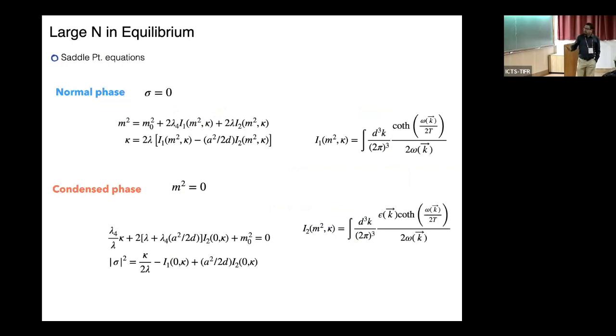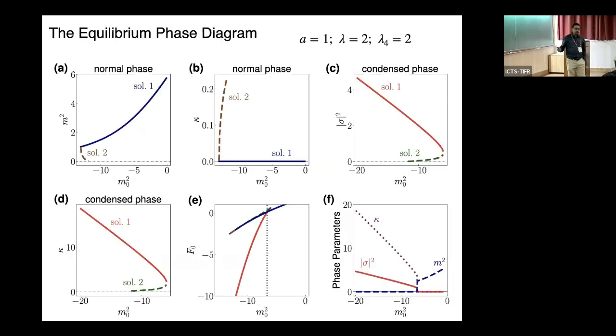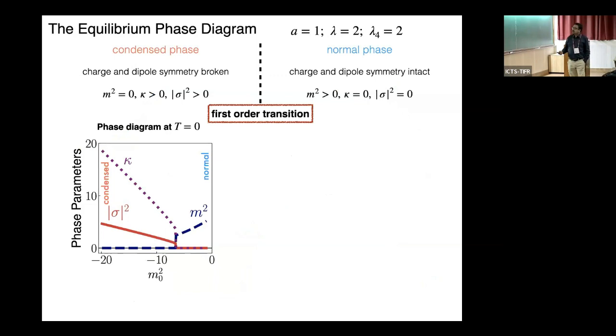You write down a bunch of equations. Let's not go through them. You write down what you see after doing those saddle point equations. The only thing you want to take from this is that when I solve, I have multiple solutions, okay? Which is indicative that something like a first order transition is somewhere around. I have to now choose which one has the lowest free energy and so on. When I do that, I end up with this diagram, okay? So I get two phases. This is m naught squared, the bare mass. I get two phases. One where m squared is finite, okay? Kappa is 0, sigma squared is 0.